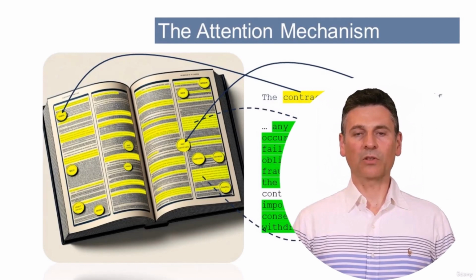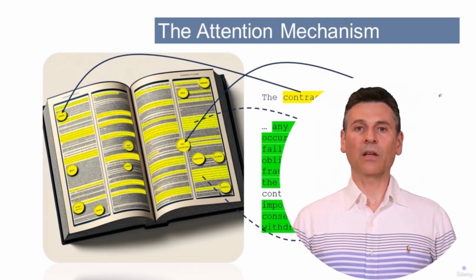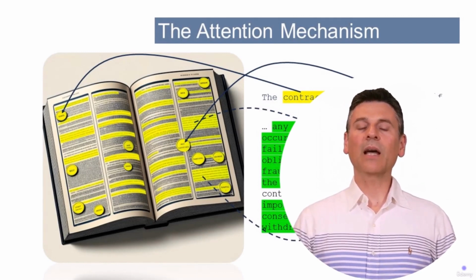Next, how can a language model be creative and coherent? What is the concept of hallucinations and why do they happen?